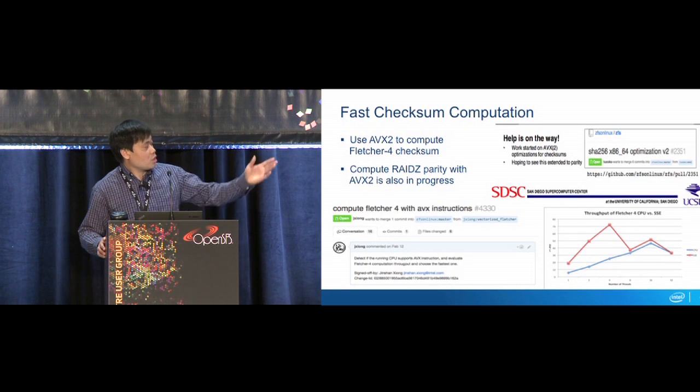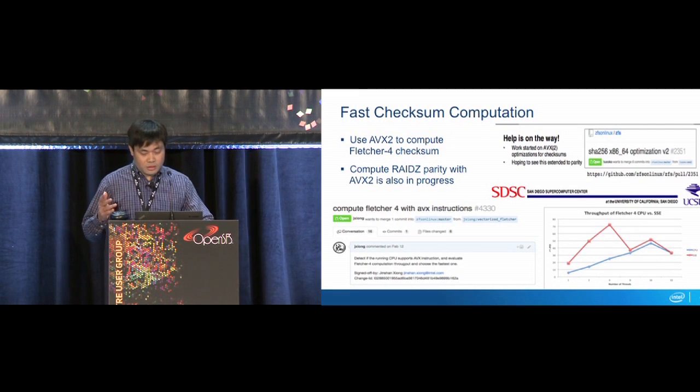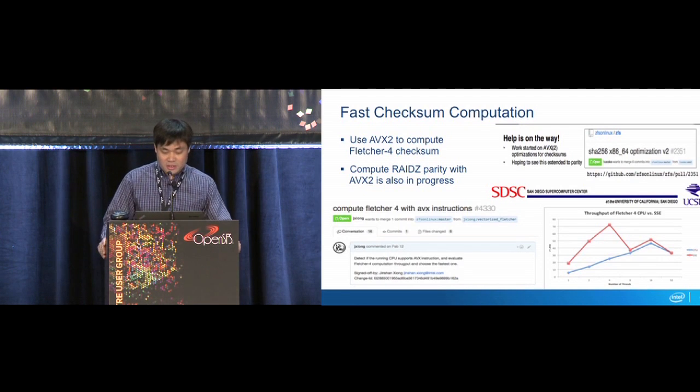And the work about vectorized RAID Z parity is done by a third party ZFS developer, his name is Gvozden. Sorry if I spelled it wrong. He's going to present his excellent work this afternoon.